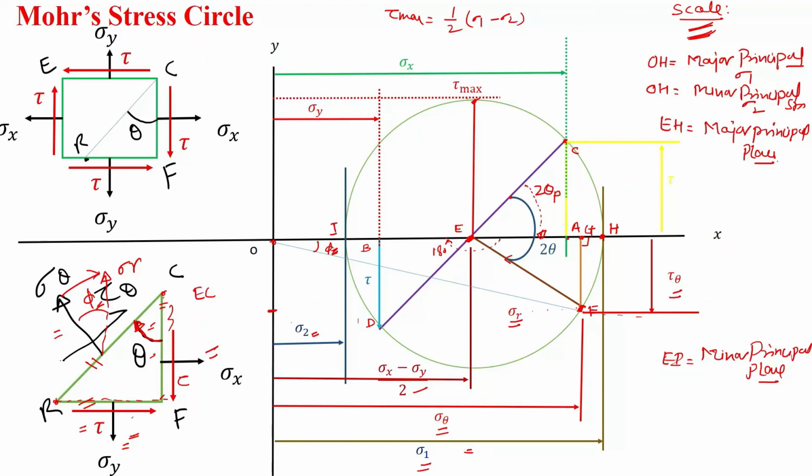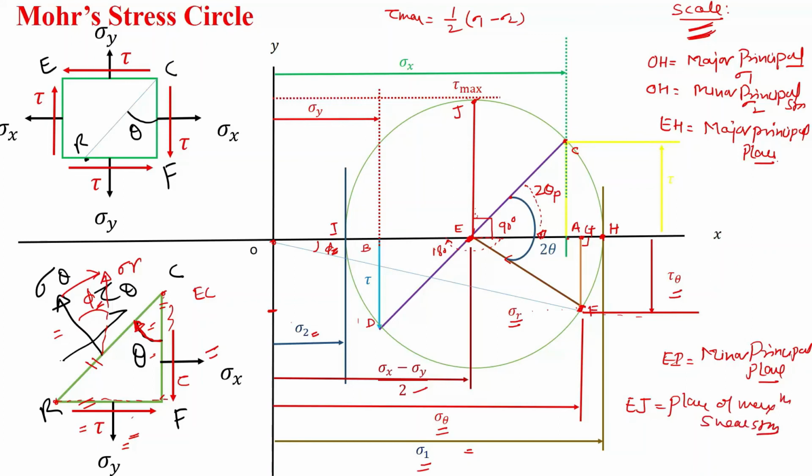Now, as we know, the plane of maximum shear stress and the principal plane are separated by 45 degrees, so in this Mohr circle they must be separated by 90 degrees. So this EH is our principal plane, and this is the plane of maximum shear stress, and here this is a 90-degree angle. Suppose this is our J. So we can say EJ is the plane of maximum shear stress.